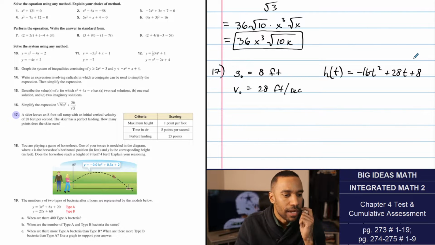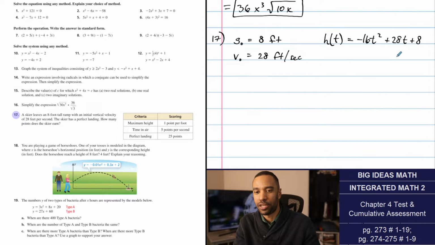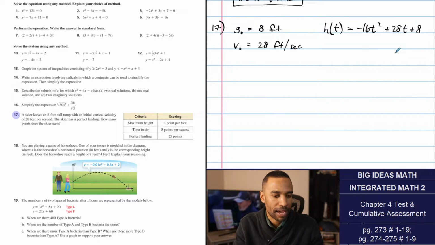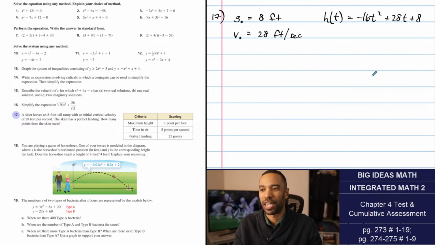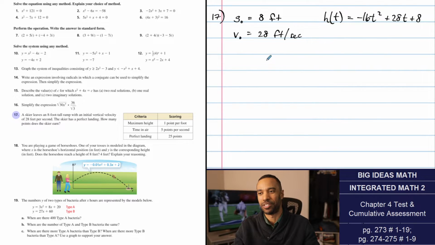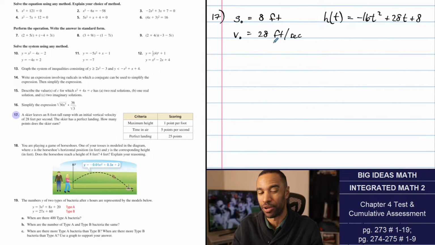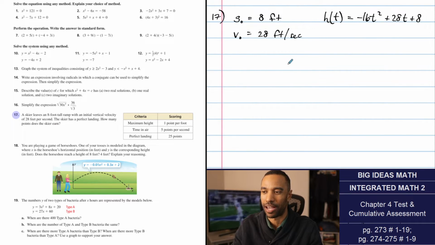Now, how many points does the skier earn? We're looking at something regarding maximum height and time in the air. I don't know what perfect landing means mathematically. Oh, the skier has a perfect landing. It looks like we just get to add. The skier at least gets 25 points, plus whatever the height and time stuff gets them.